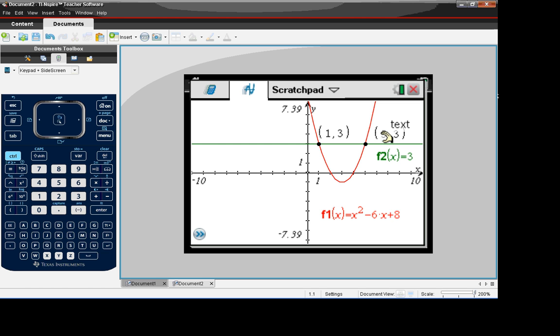So our inequality was x squared minus 6x plus 8 is less than or equal to 3. We're looking for the solutions that make that true. So in other words, we're looking for where the parabola is less than or equal to this line of 3, and we're looking for the x values that give us that true information. So you can see that we have 1 and 5 are the x values that are related to this graph. So let's switch back over to the other page so we can write down our answer.